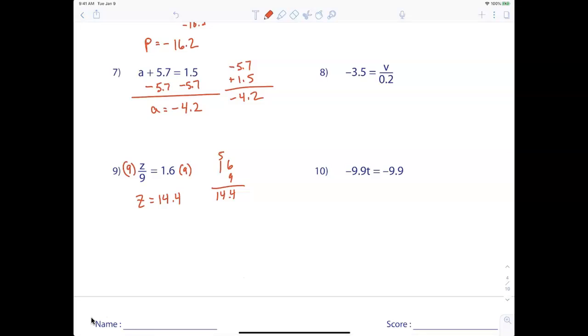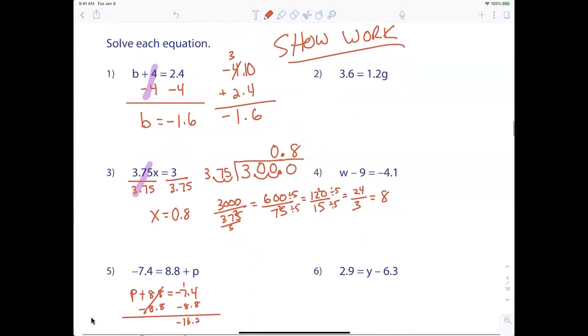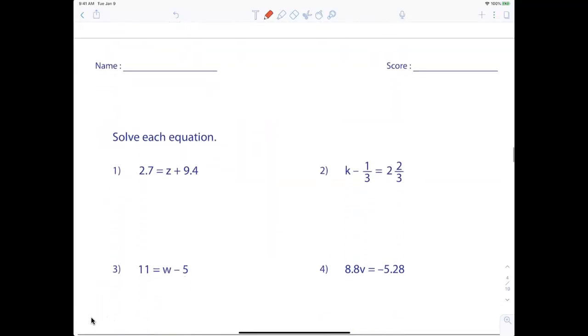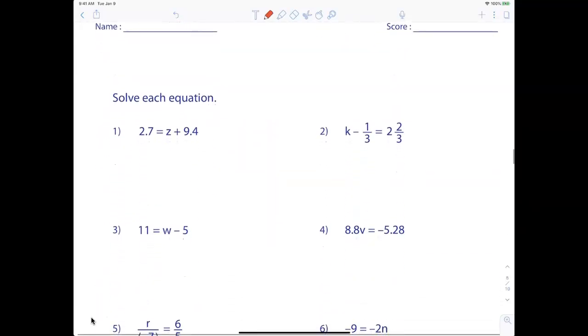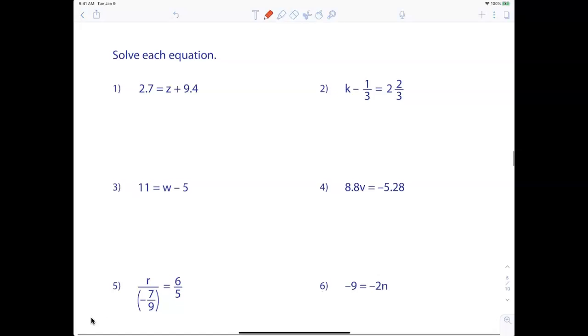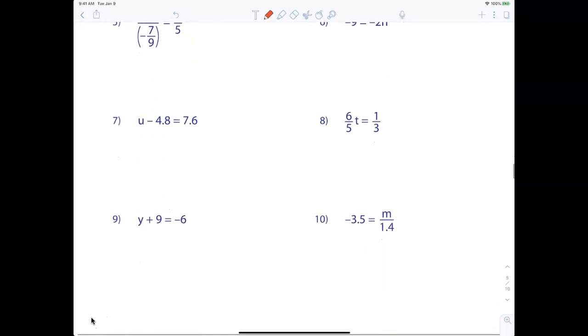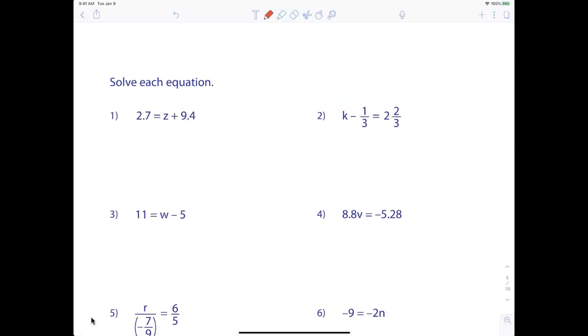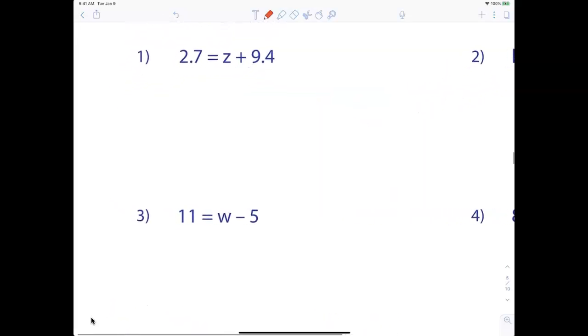Now again, your job is to go back and knock out the evens, please. Knock out the evens, all right? Now, for this page, notice there's decimals and fractions. They're just mixed up, all right? So again, not a big deal. You just have to take your time. All right, so let's start out doing all the odds.